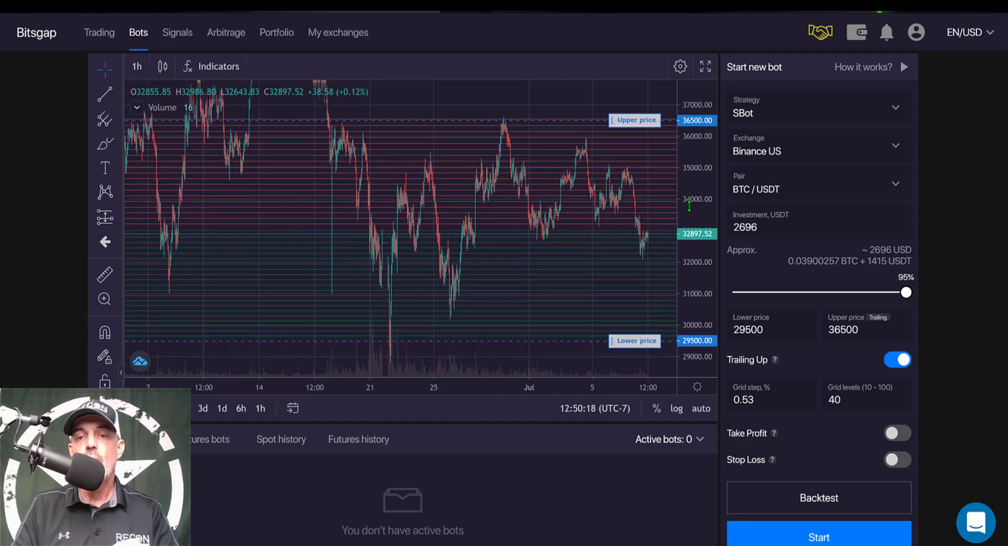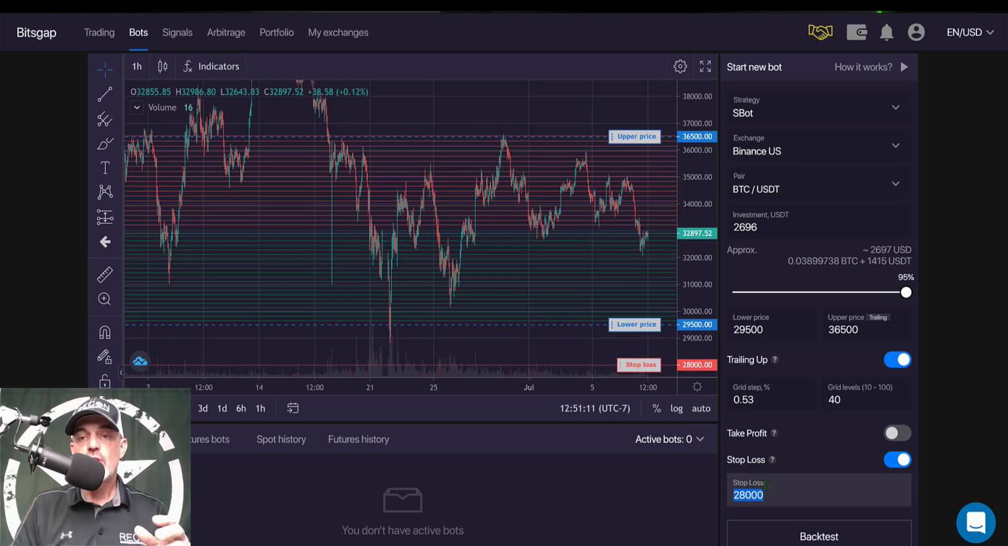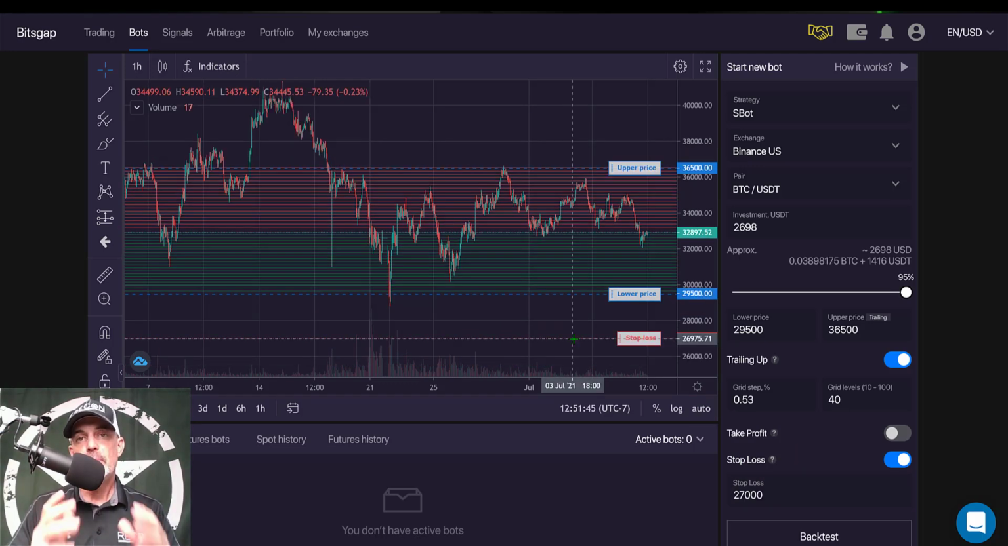And in this case, I'm going to put my stop loss down around 28,000 as Bitcoin has been able to hold above that level. And so once I enable the feature, I can actually drag the price down, or I can come over to the stop loss box and dial it in to precisely where I want it. And so if the Bitcoin price drops below the 27,000 mark, I want the bot to stop so I can regroup and decide what my next plan of action will be.